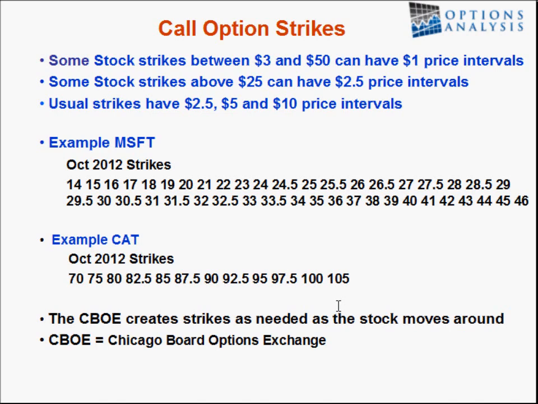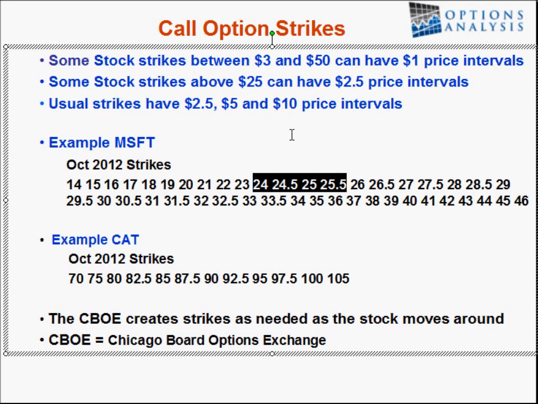Call options can have many strikes. Now, which one you choose to trade with is a subject of discussion we'll have later. But I want to just discuss that when a stock price is between 3 and 50, you can have, for some stocks, dollar price intervals. Here's Microsoft, October 2012 strikes. We have dollar strike intervals all the way from 14 to 46, with the stock sitting somewhere above 20. When we get near 25, we can have 0.5 price intervals, and that's shown right here. Microsoft had 24, 24.5, 25, and 25.5. So some strike intervals can be as small as 0.5, and that's actually the lowest they can be.